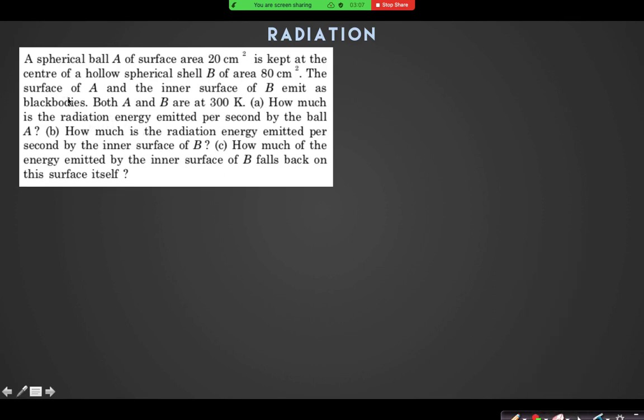Let us understand the question. It says a spherical ball of surface area 20 centimeters square is kept at the center of a hollow spherical shell B of area 80 centimeters square. So this is a hollow spherical shell B, and this is a spherical ball A, kept inside the hollow shell like this. So this is A, and this is B.